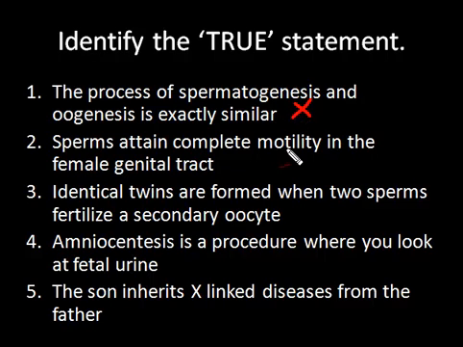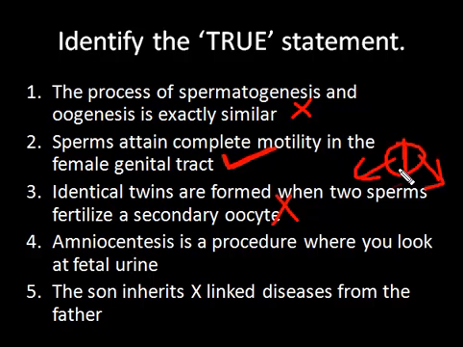Sperms attain complete motility in the female genital tract. This is true. Sperms attain a great degree of motility in the epididymis, but only when they are deposited in the female genital tract do they attain complete motility. But let's look at the other one. Identical twins are formed when two sperms fertilize a secondary oocyte. This is false because identical twins are formed when one sperm fertilizes a secondary oocyte and then the zygote divides into two and each part then forms an individual.